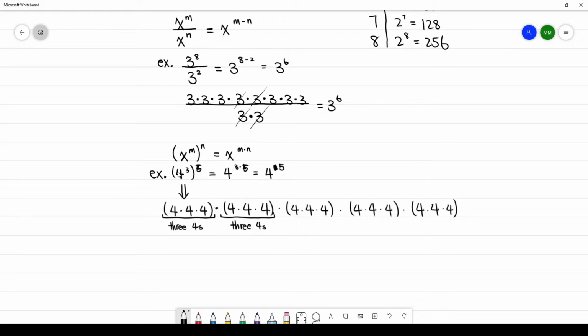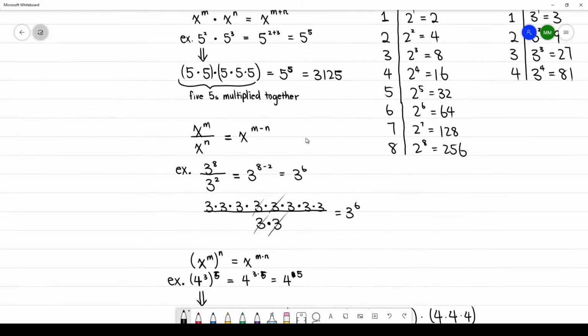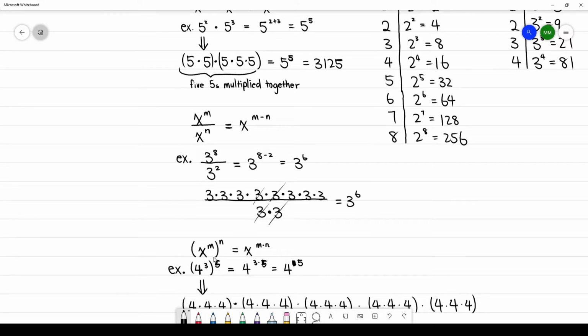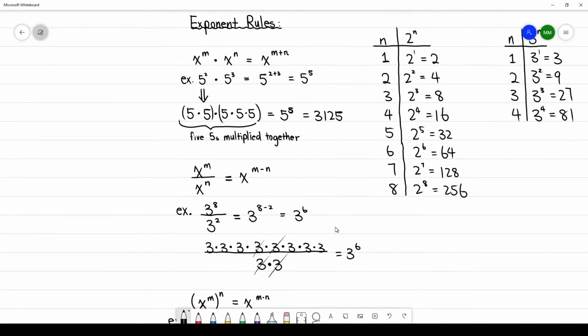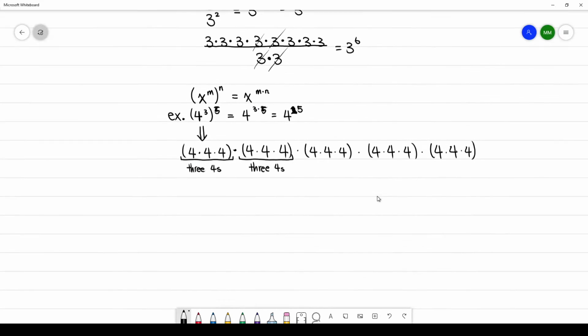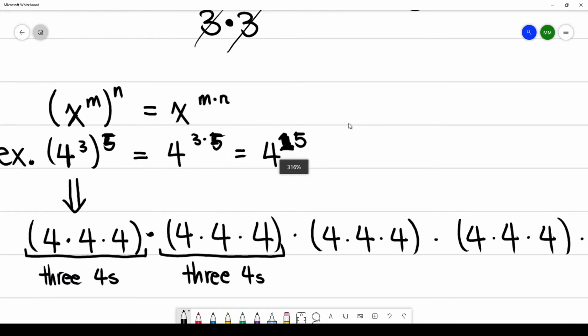So oftentimes, if you can imagine, writing it this way is always bigger than this. So writing it this way, 4 to the 3, all of this to the 5, that's equal to 4 to the 15. But if you do it this way, it's only 4 to the 3 times 4 to the 5, and that's only equal to 4 to the 3 plus 5, which is only 4 to the 8.